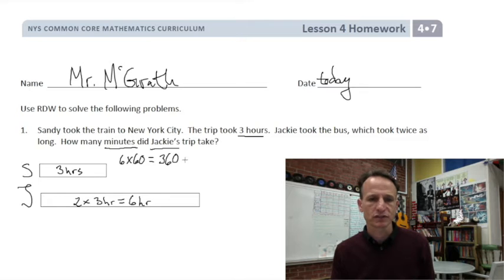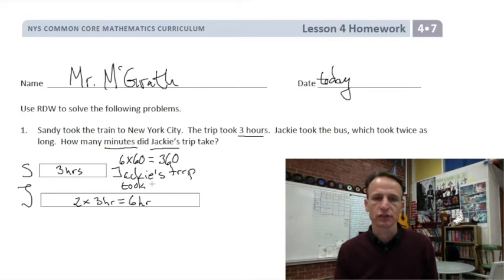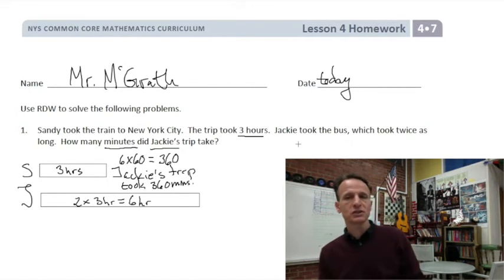So 360. And so Jackie's trip, sorry, handwriting's a little messy there, I'll work on that, took 360 minutes. That's all we have to do there. Let's go take a look at number 2.